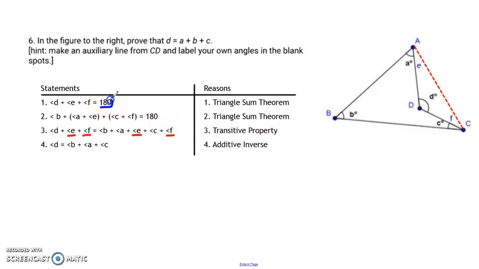Both equations are equal to 180, so we just took the left-hand side of both of those equations and set them equal to each other. Once we did that, we were able to subtract out E and F because they're the same on both sides, and lo and behold, we got the equation that it asked us to prove. No big deal. So those are proofs.